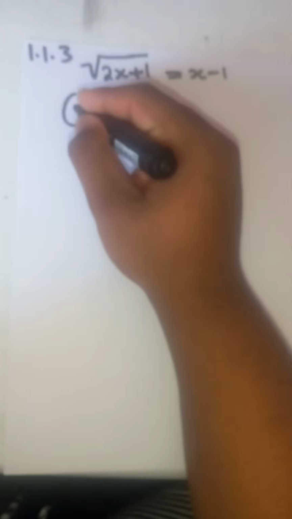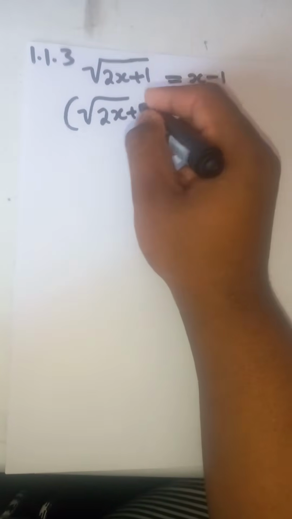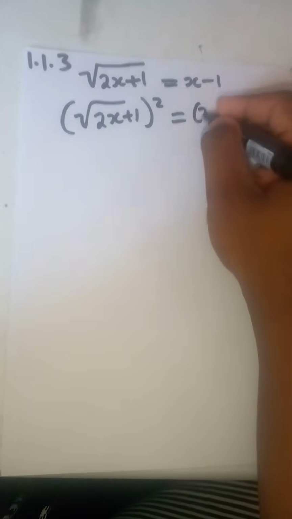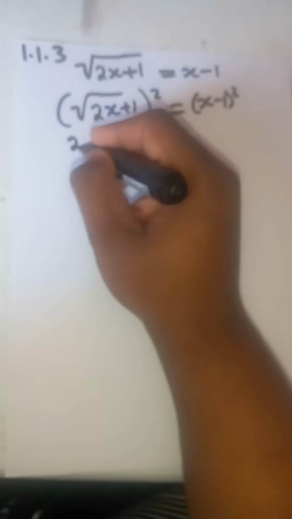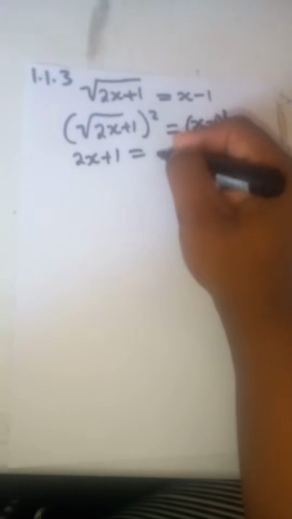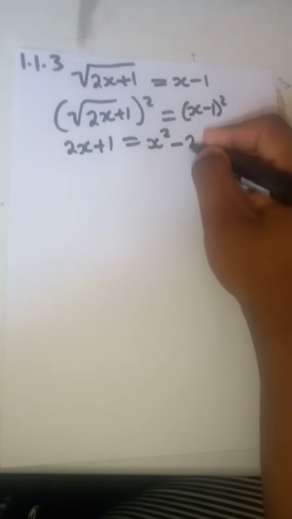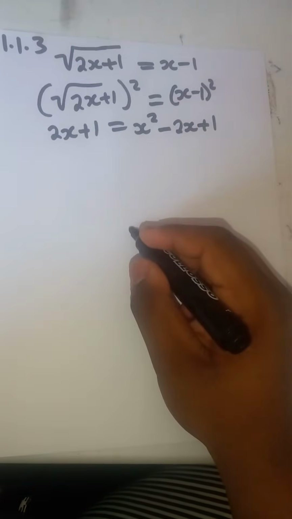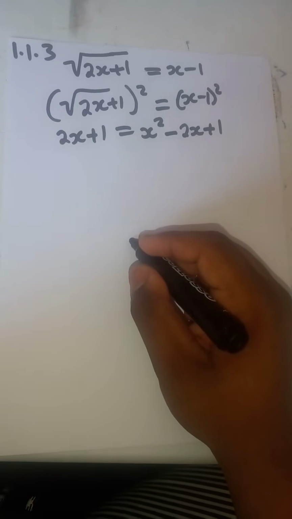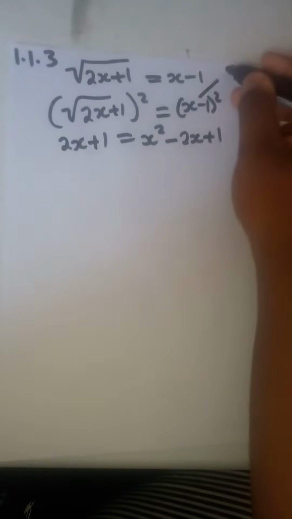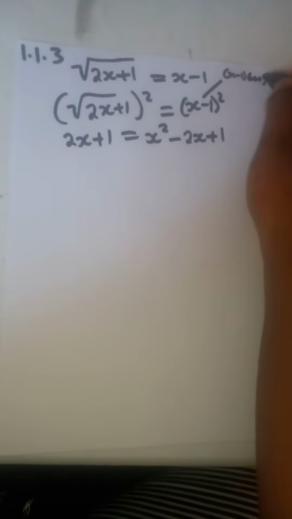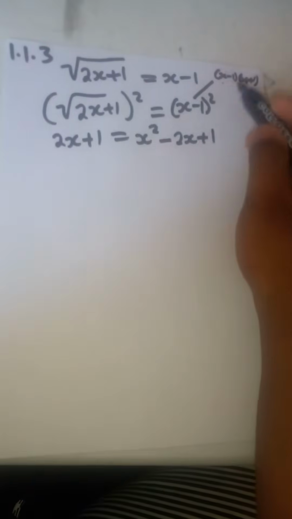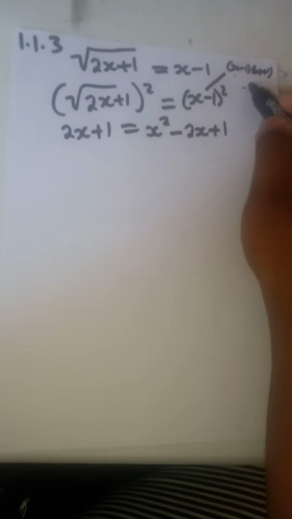So you are simply going to write 2x plus 1 equals x minus 1 squared. When you square this, you remove the square root so that we are left with this one. On the other side, I have x squared minus 2x plus 1. I simply expanded directly. This is the same as having x minus 1 times x minus 1. So it is x times x, x squared. x times minus 1 is minus x.